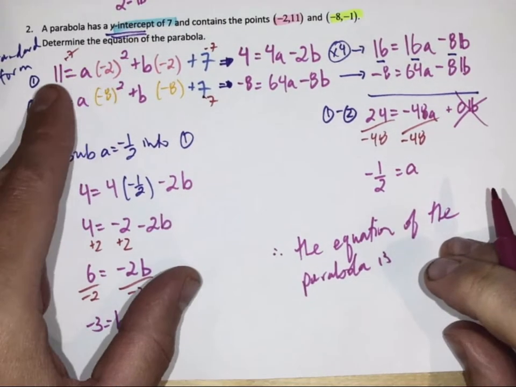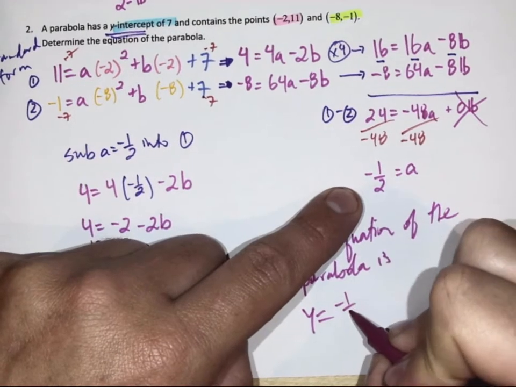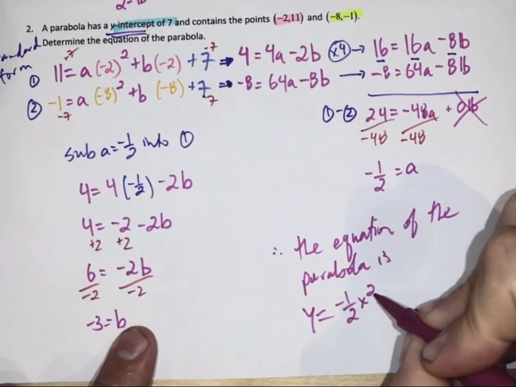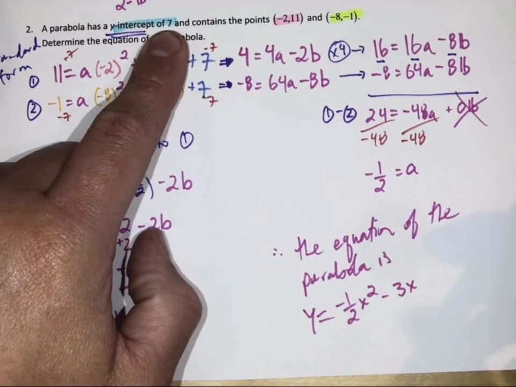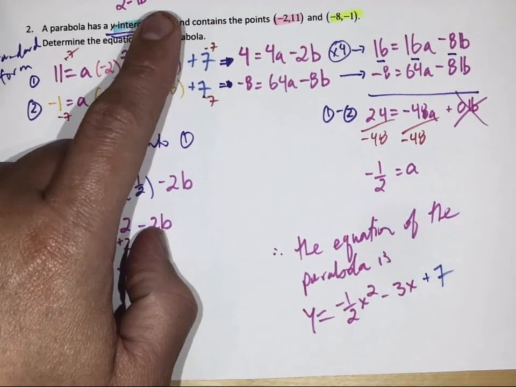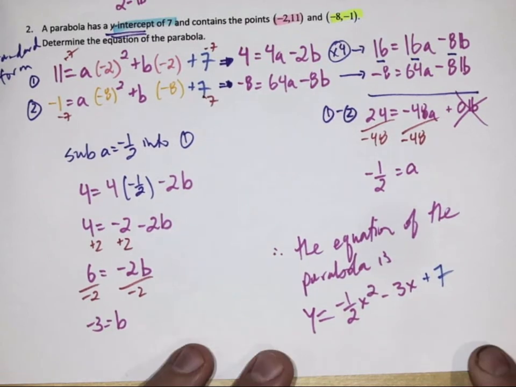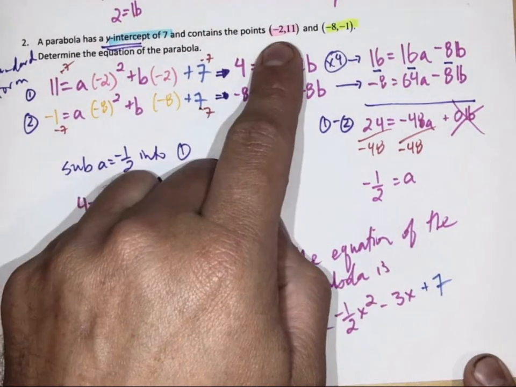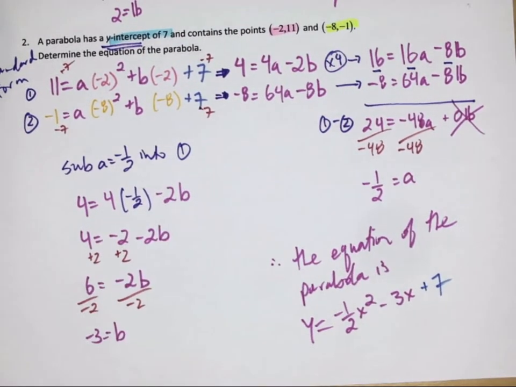Again, it was in standard form, so that's what I'm using. Y equals ax squared plus bx plus c. Again, that is a parabola that has a y-intercept of 7 and passes through those points. Let's do one more example. Flip the page.